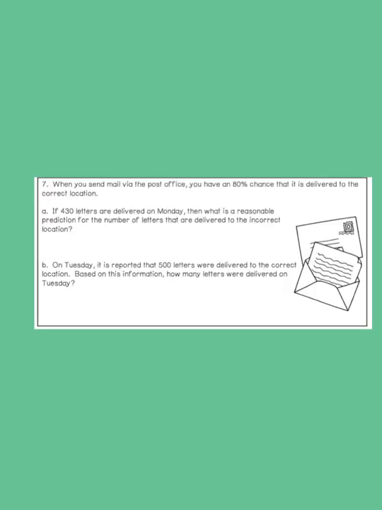When you send mail via the post office, you have an 80% chance that it's delivered to the correct location. So if 430 letters are delivered on Monday, then what's a reasonable prediction for the number of letters that are delivered to the incorrect location? Well, if 80% are delivered to the correct location, what percent would be incorrect? 20% would be incorrect location.